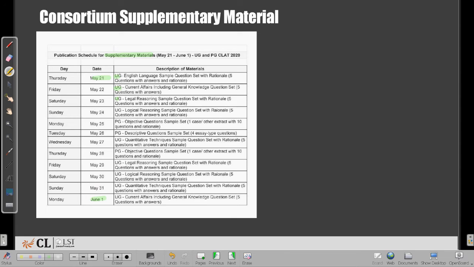Some of them are for the UG exam, which is the CLAT. Some of them for the PG exam, that is for the LLM program. So we are obviously interested in the UG exam. And today they posted the English language sample question set. So we'll have a look at the question set and try and solve it.